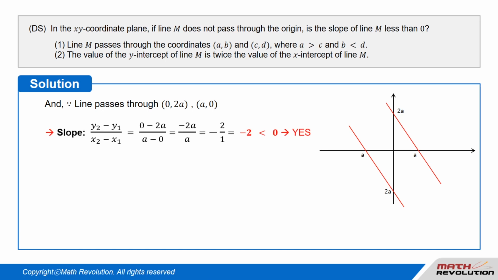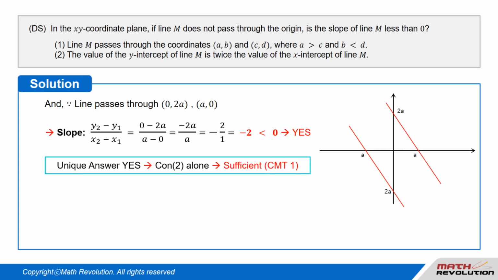The slope is y2 minus y1 over x2 minus x1, equal to 0 minus 2a over a minus 0. That equals negative 2a over a, which equals negative 2 over 1, that equals negative 2, which is less than 0, which is negative, so we get yes as the answer. Thus, the answer is a unique yes, and the condition is sufficient by CMT1, which states that the answer must be in terms of a unique yes or no.